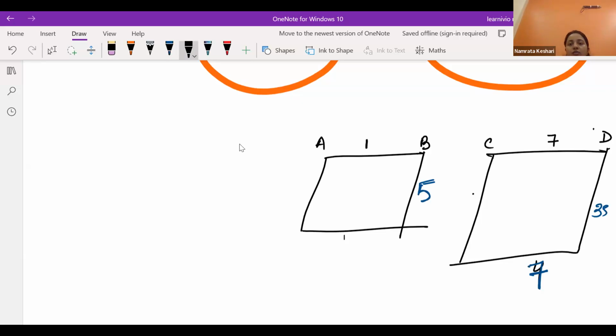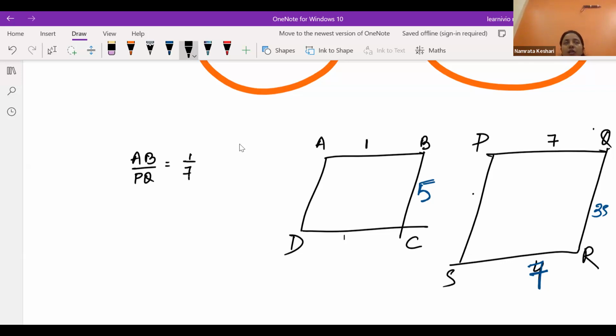Okay, so the first one, parallelogram ABCD, and the next one is parallelogram PQRS. If you check the ratio between AB and PQ, one side here and one side there, you will get the ratio as 1 by 7.